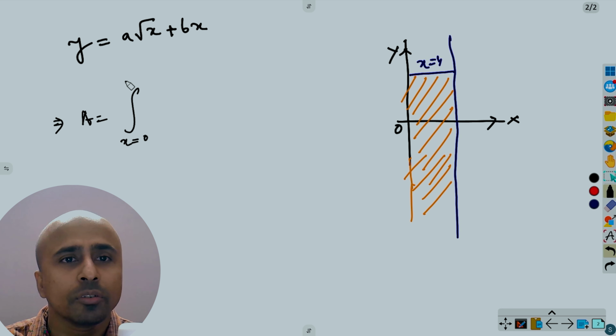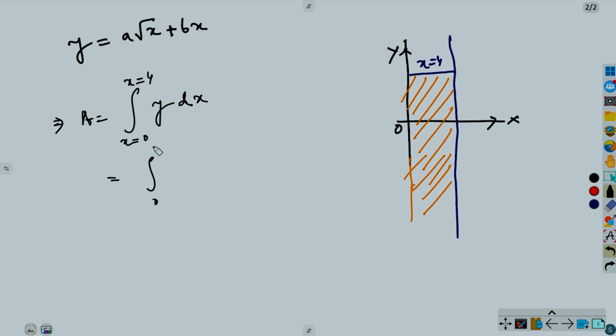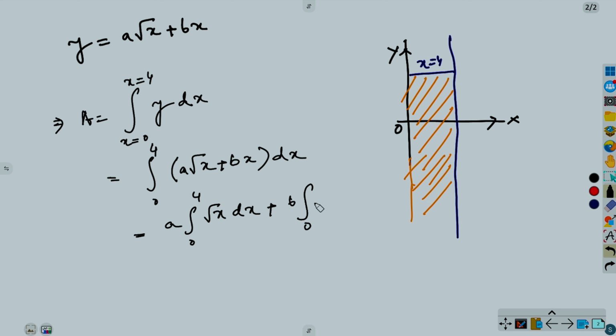from x equals 0 to x equals 4 is given by, we will simply substitute the value here. What is y in this case? We have y is a square root of x plus bx, dx. Substituting the value, we obtain a... simplifying, we have to simplify more. Only after that can we substitute the value.